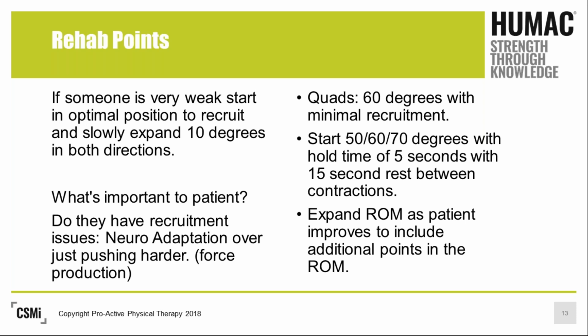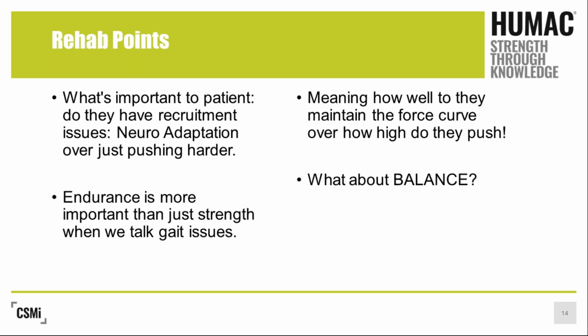But if you look at newer research, it also says that by training at those longer muscle lengths, so if we go to 60 degrees, we actually get improved force production further out than 5, 10, 15, 20 degrees in our range of motion. So it's important for us to pay attention to the science behind the exercise.